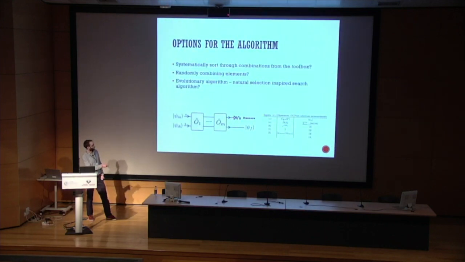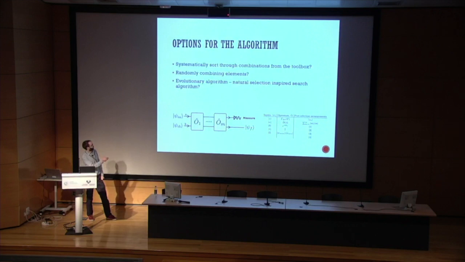So how then do we find optimal input states, operators, and measurements that we can put into this scheme to find the best states for quantum metrology, which is what I was trying to do. One way is just to systematically sort through all the different combinations and all the different parameters in this toolbox. Now this turns out to be impossible on current computers because there's just too many parameters.